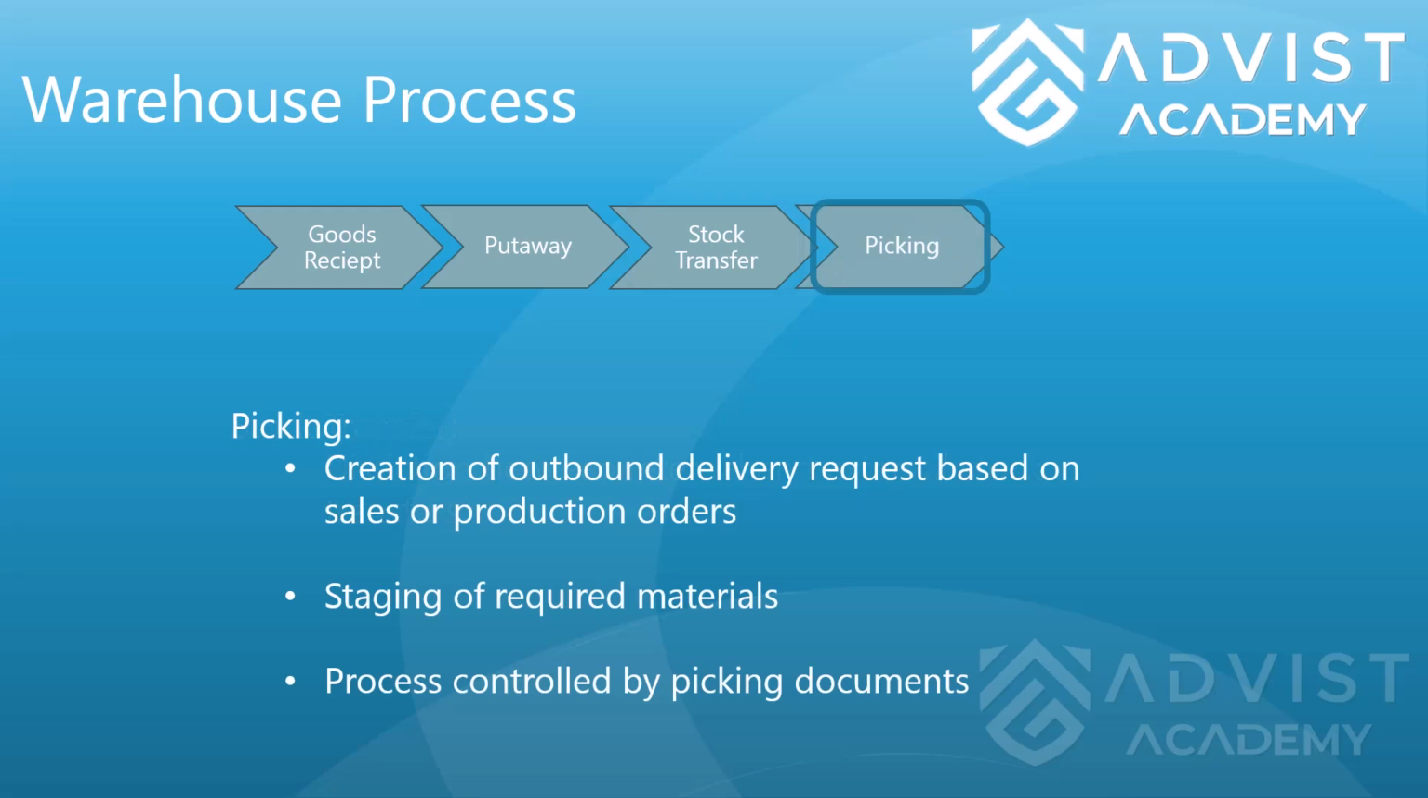Another core component of the warehouse process is picking. This process is usually initiated by a sales order or a production order. Based on these triggers, the system generates an outbound delivery request. Picking refers to the activity where the required materials are retrieved from the warehouse and prepared for shipping or further processing. In SAP, this is managed by picking documents, which instruct warehouse personnel precisely which materials, in what quantities, and from which storage bins they need to be picked.